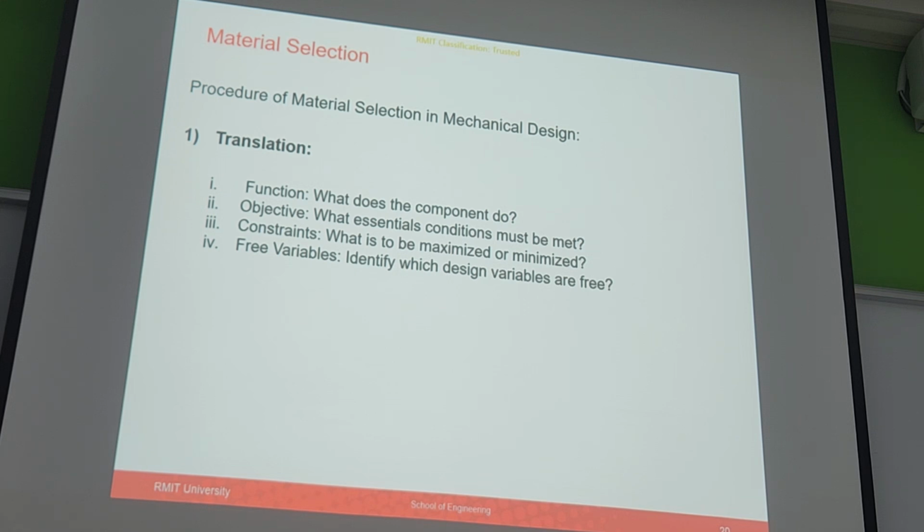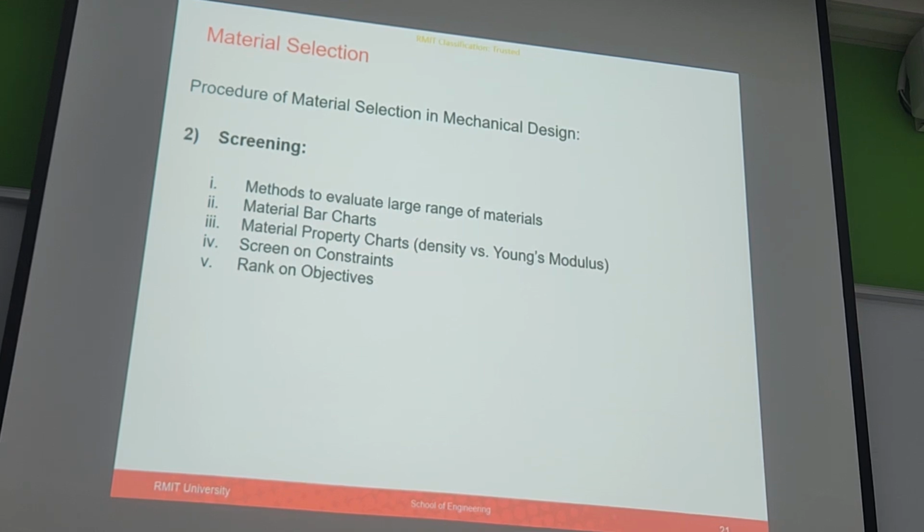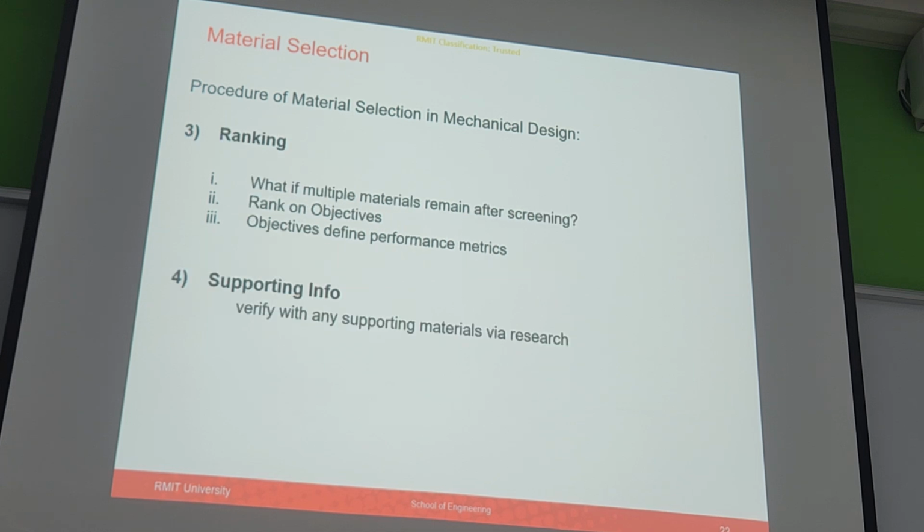For translation, the functionality of the material, the objective, the material we need, constraints and free variables. For screening, as I said, it means which materials we cannot choose. So you have to evaluate a large range of materials against the constraints. For ranking, what multiple materials can we use after screening, ranked by the objective, and based on the objective you can say we use this material or others. And finally there is supporting information.